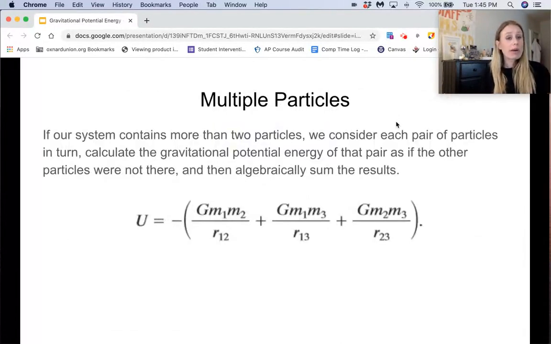Now, if you have multiple particles in the system, then we consider each pair of particles in turn and calculate the gravitational potential energy of that pair as if the other particles were not there, and then we just algebraically sum the results. Potential energy is not a vector, so we wouldn't have to do this like a vector sum, like we do when we have multiple objects and we're looking at the force of gravity between all of these objects. We're just summing up the results of the different potential energies between the different masses.